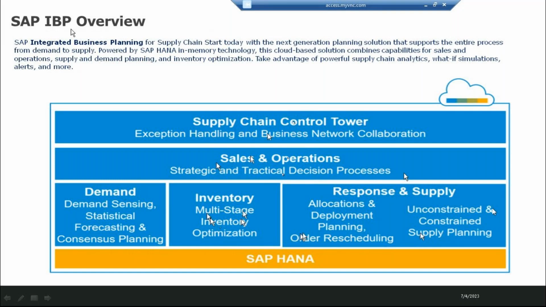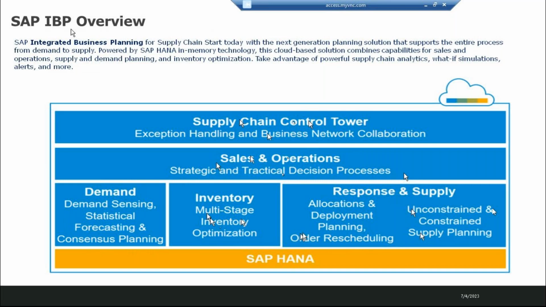So initially they will go with sales and operations, and once their team, their planners, are comfortable and able to use it, then they will extend to implement demand planning. Then they will extend to implement response and supply. Then they will extend to implement inventory. Then they will extend to implement the supply chain control tower. Like that, companies may keep some timeline of the next 5 years. Okay, so we need to implement complete IBP globally.